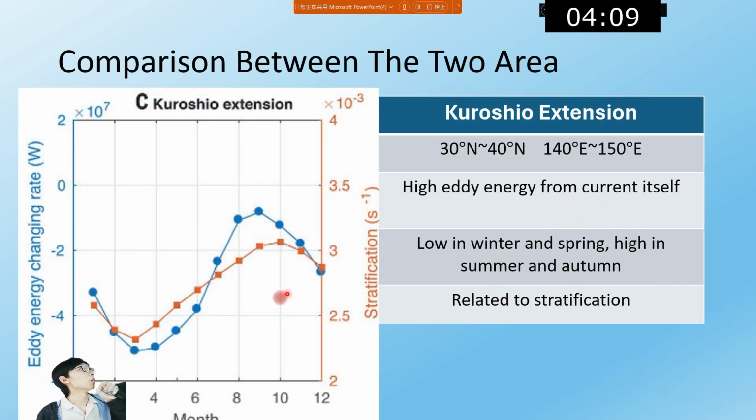And here is the Kuroshio extension region. It is completely different from the other region. It is low in winter and spring, and high in summer and autumn, and it is related to stratification.